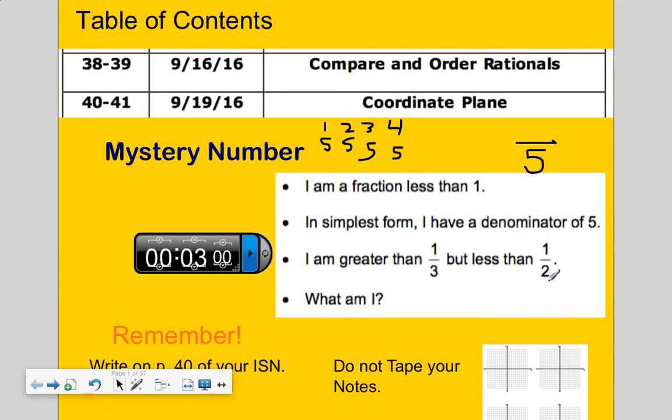I am less than half. That is 50 hundredths, 5/10, or 50%. So if the whole is 5, what's half of that? 2.5. So it's either 1/5 or 2/5. Either one. But 1/3. Can 1/3 go into a hundredths place?